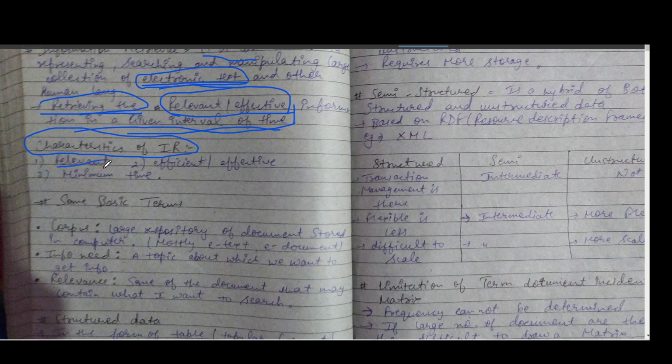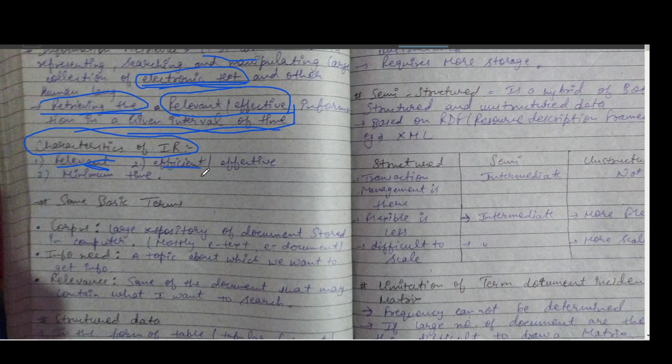First is relevant. I told you earlier that the information which is retrieved from any system should be relevant. It should be relevant in the sense that it should match your query, it should satisfy the need of the user client. So if a user client is searching something, the information which is retrieved should satisfy the user's need, the user's query. So first is this.